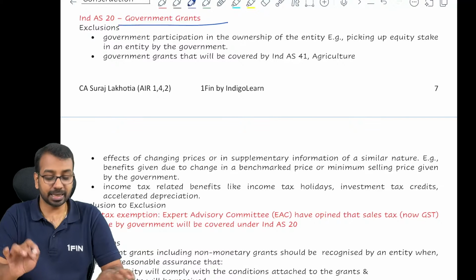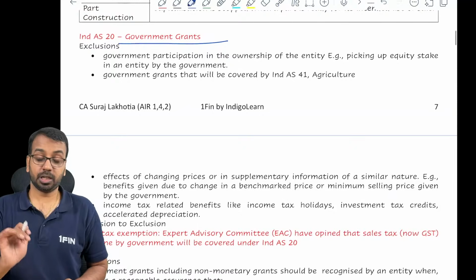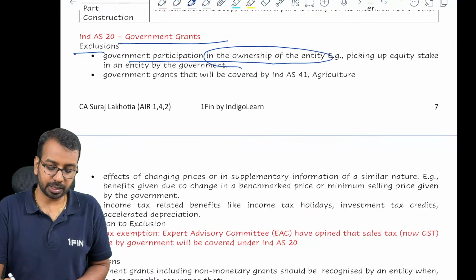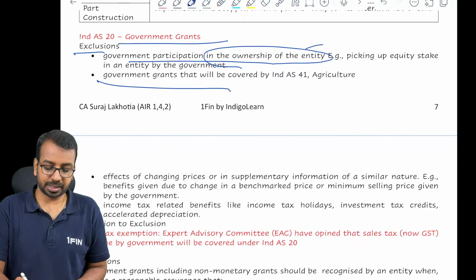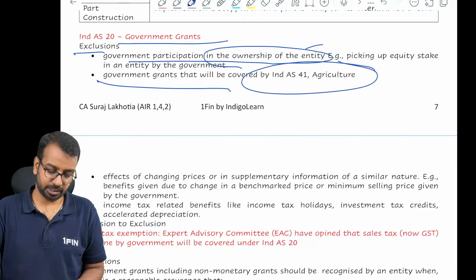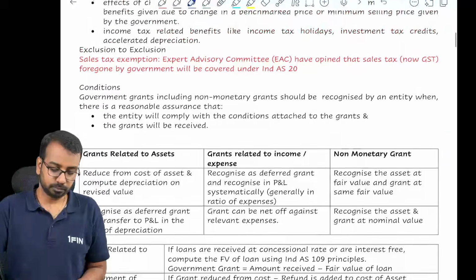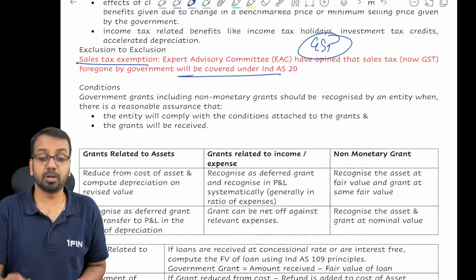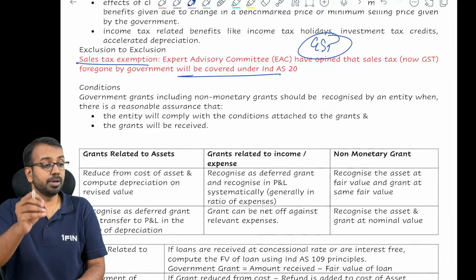There is nothing complicated in this standard, but a few things you have to keep in mind. Exclusions: government participation in ownership of the entity, that is one thing. Government grants, that is covered by Ind AS 41, that is the second thing. Then sales tax exemption is covered, that means GST exemption will also be covered. Income tax exemption will not be covered.